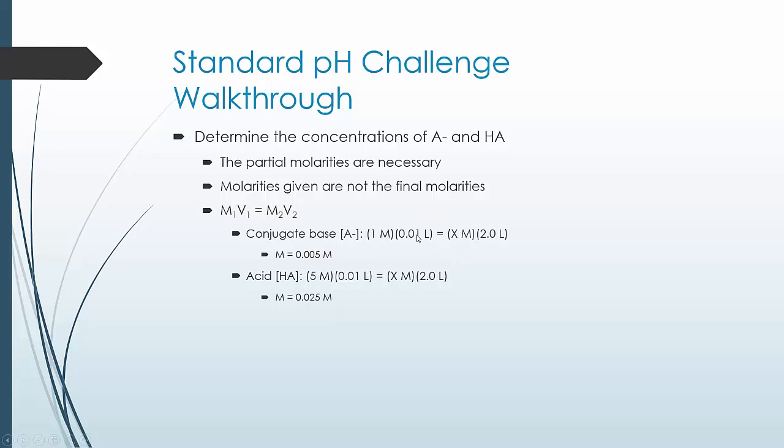V1 is 0.01 liters, because remember I went from milliliters to liters. And then M2 is the final solution, 2 liters, and the sodium acetate's concentration is what we're trying to find out. And you might say, well, wait a minute, why are you using 2 liters? Why aren't you adding the milliliters to the liters to get the final volume?